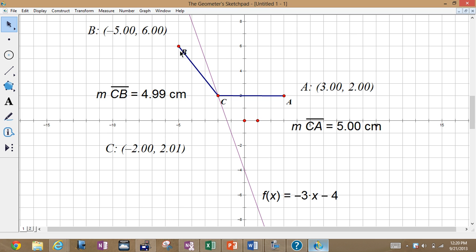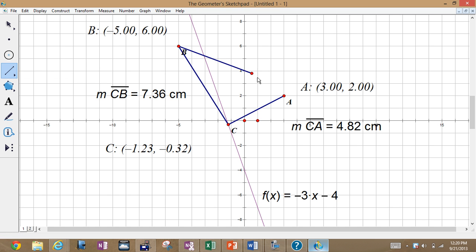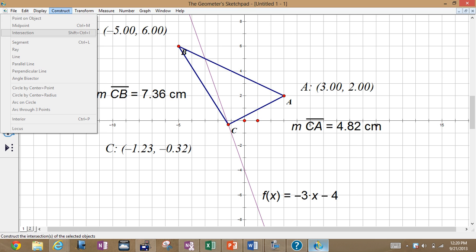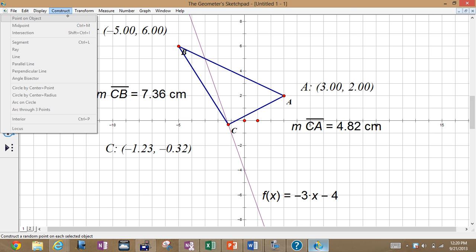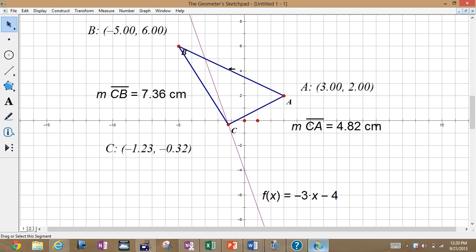Or you could do something else, okay? And this is where your geometry kind of comes into play. I could find the perpendicular bisector of AB. So in order to find a perpendicular bisector, of course, you have to find the midpoint of that segment. Okay, so let's go and do that. Select that and find its midpoint. Okay, no, it's not happening. Try it again.